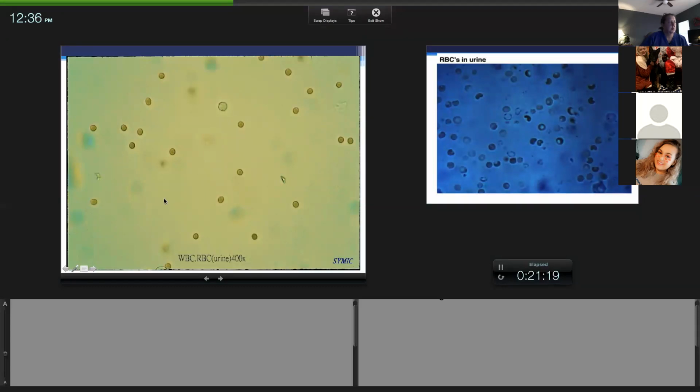This is probably just debris. Now look at the shadows underneath. This is because of the depth. So those are probably just artifact on the slide. It could be debris. A lot of times I'll find a field and then go up and down through the field to make sure those aren't cellular or casts or something significant.